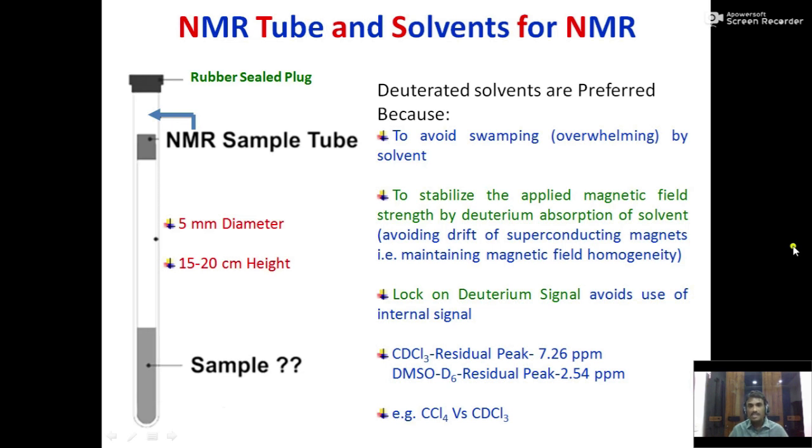In the case of deuterated benzene and deuterated DMSO, we don't have to use TMS, that is tetramethylsilane, as an internal reference standard. The residual peak due to benzene as well as the residual peak due to DMSO work as internal reference standards. So use the deuterated solvents rather than CCl4.